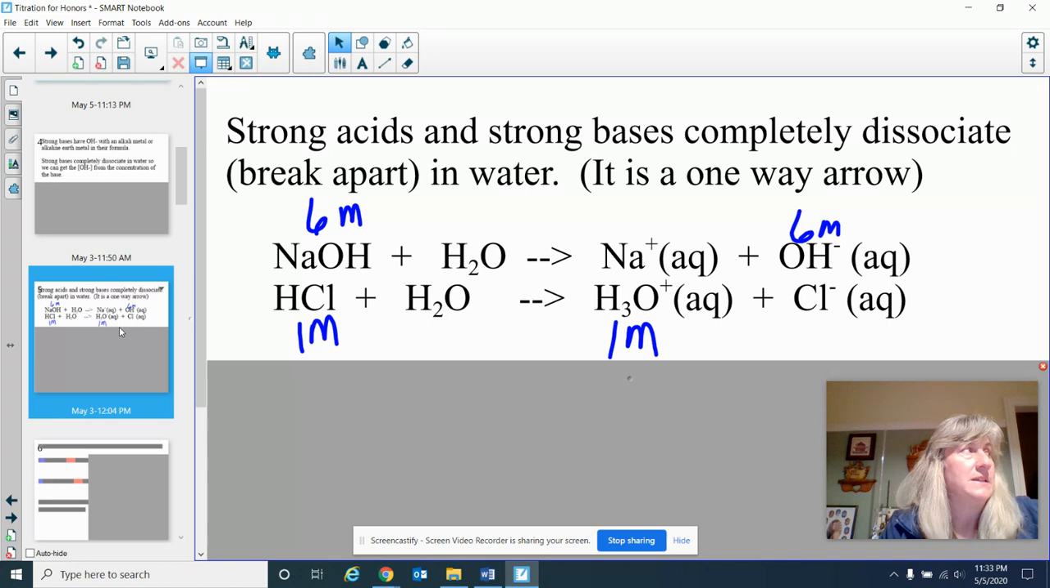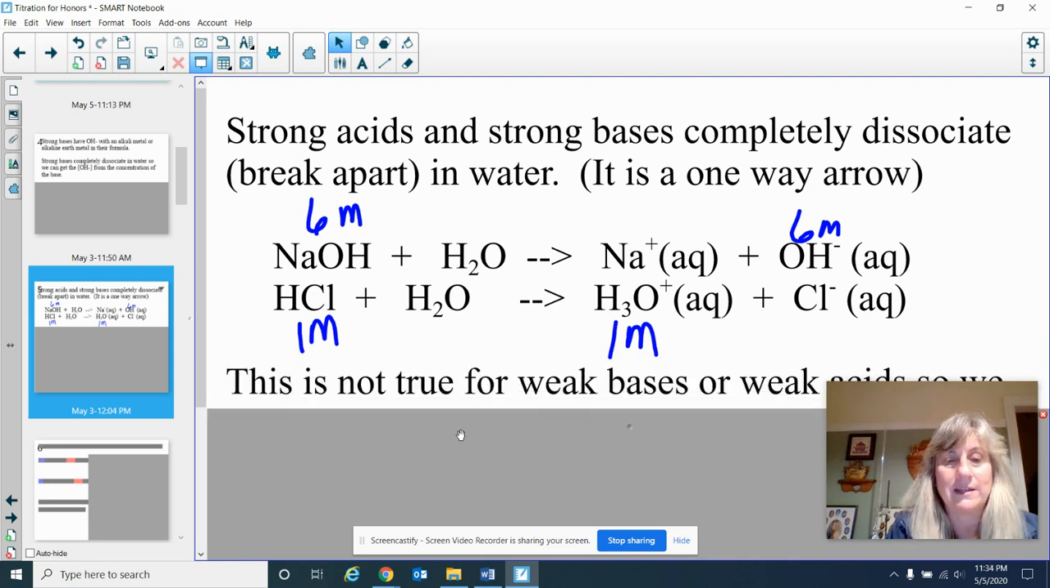Strong acids and bases completely dissociate in water. They break apart in water. So if you have 6 molar NaOH, when it breaks apart, you get 6 molar OH minus. If you have 1 molar HCl, when it breaks apart, you get 1 molar of the H3O plus from it. So that's why you can easily figure out the pH of strong acids and bases, but not weak acids and bases.